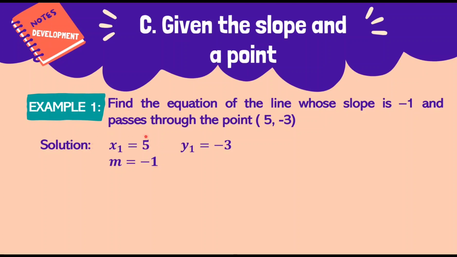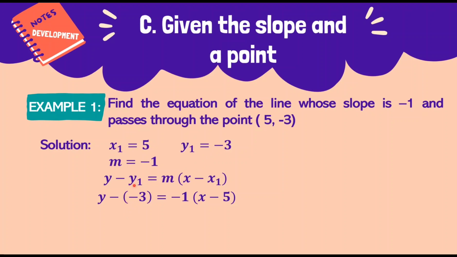After determining the values of our slope and a point, we need to substitute that to our formula. So again, the formula in finding the equation of the line when the given are slope and a point is y minus y sub 1 is equal to slope times x minus x sub 1. So you just need to substitute the value of our slope here and then x sub 1 to this part and then our y sub 1 to this part. Okay, let us begin. So let us substitute. Our y sub 1 is negative 3.